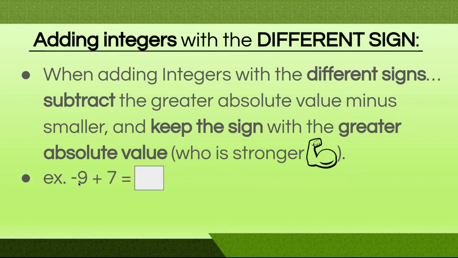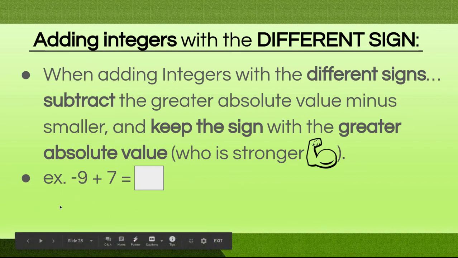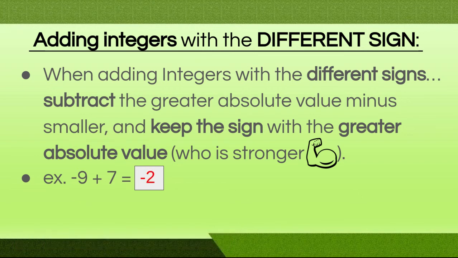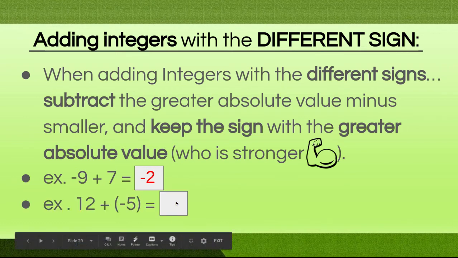So when I look at this problem right here, I'm adding two numbers with different signs, right? So as soon as I see different signs, I know I'm going to subtract the greater absolute value minus the smaller. So absolute values are always positive, so I have 9 and 7. So I do 9 minus 7 and I get 2. And then it says keep the sign with the greater absolute value. Who wins in a tug of war? 9 negatives pulling on this side or 7 positives over here? The 9 negatives have more power, so they win. So the negative goes on to the answer. It would be -2.